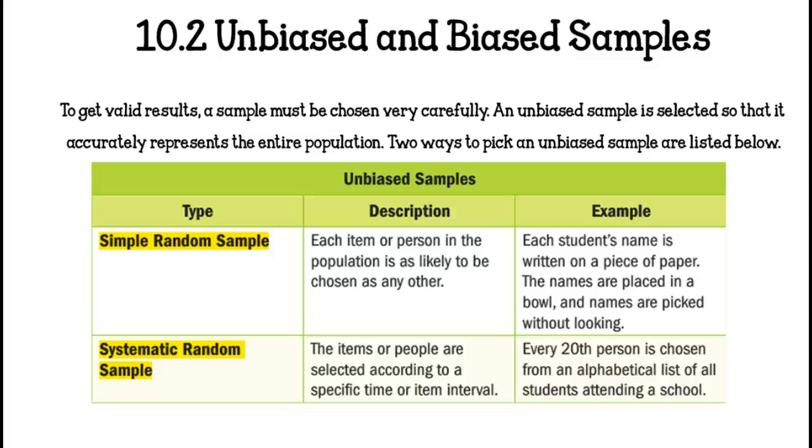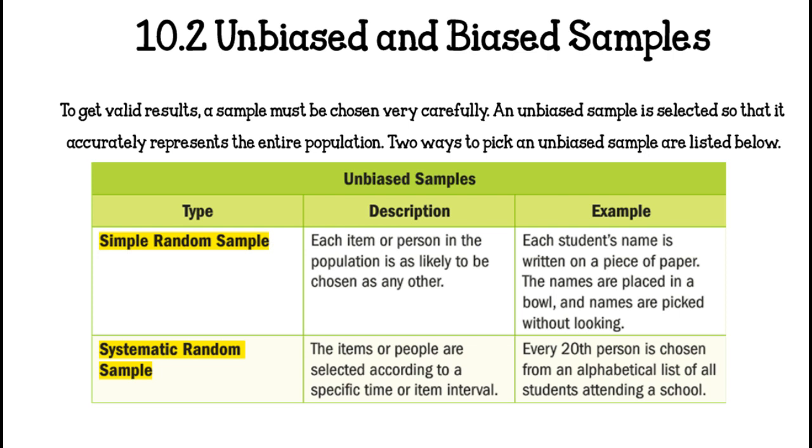Okay, 10.2, unbiased and biased samples. So we're talking about when somebody is doing a survey, if it is a biased or an unbiased interview or collection of data. To get valid results, a sample must be chosen very carefully. An unbiased sample is selected so that it accurately represents the entire population. Two ways to pick an unbiased sample are listed below.